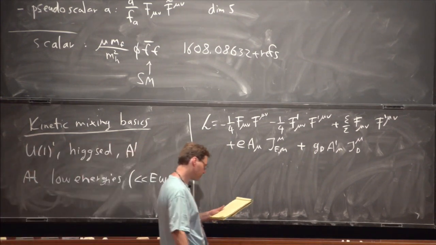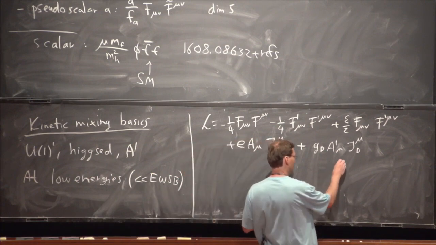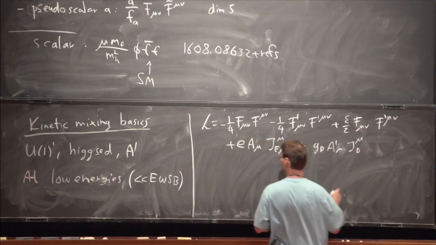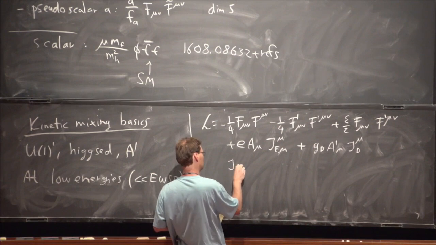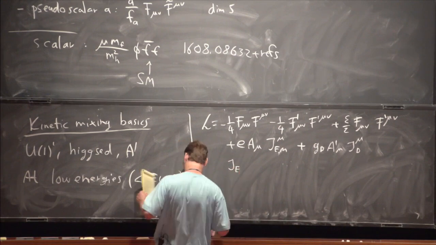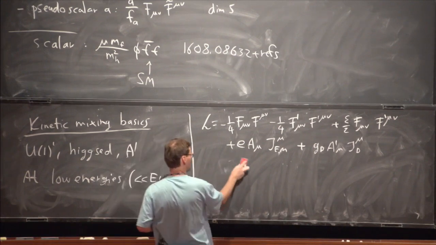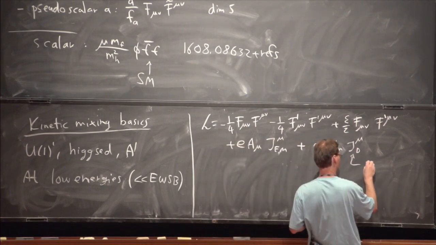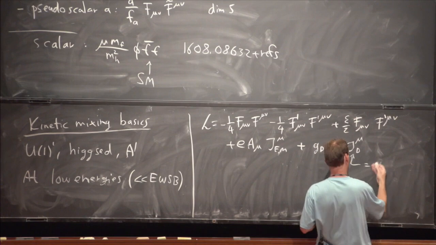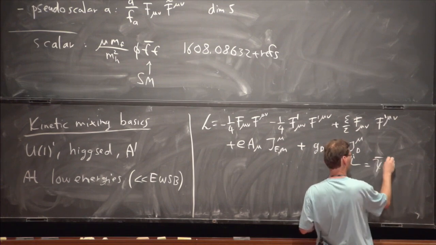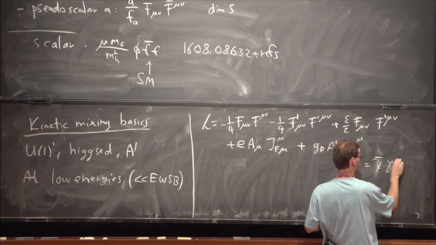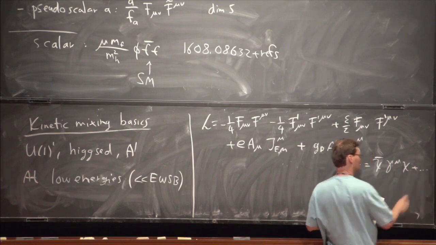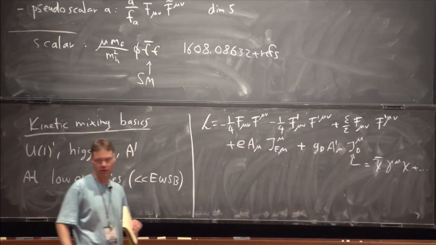And so the J dark here would be, well, I don't need to write down the electromagnetic current, but the J dark is chi bar gamma mu chi plus other things. So where chi could be the dark matter.